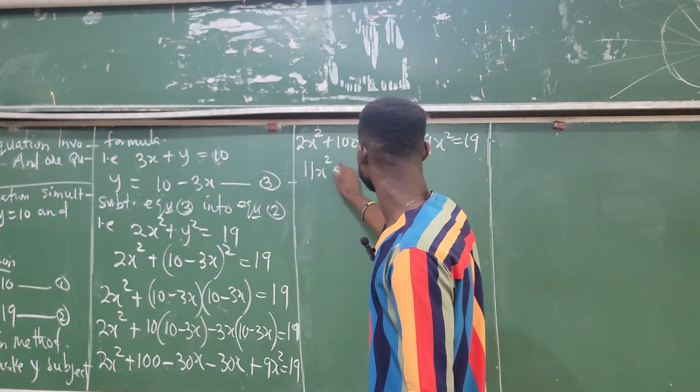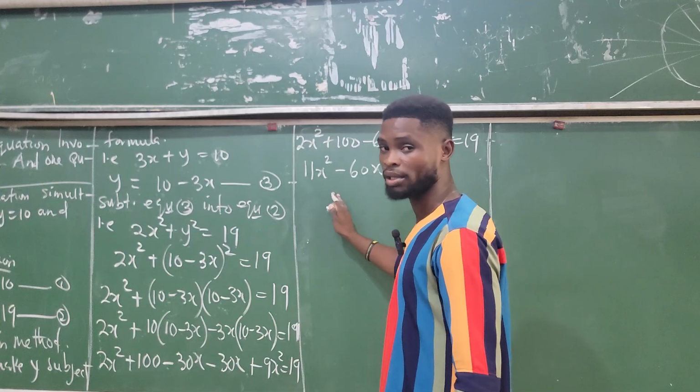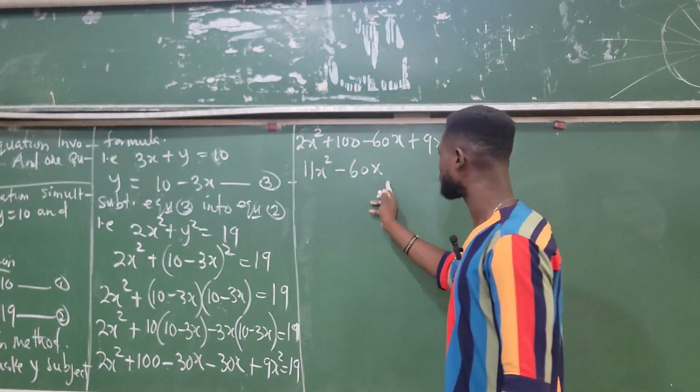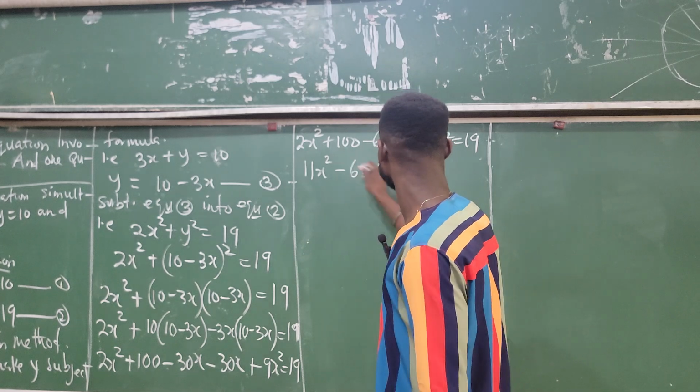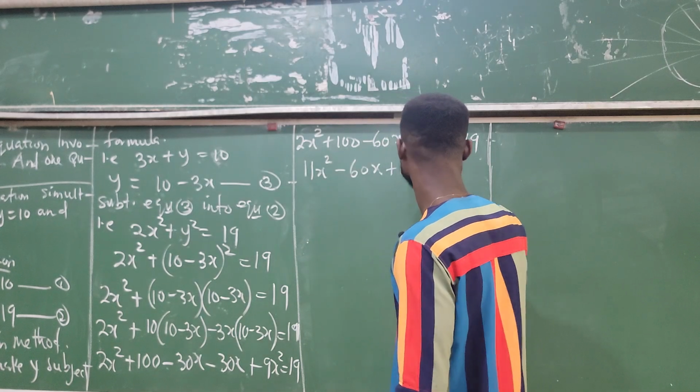Then you take this minus 60x. I'm arranging it based on their what? Their polynomial method. Like x squared, x. Then after x is constant, which is what? Plus 100 is equals to 19.